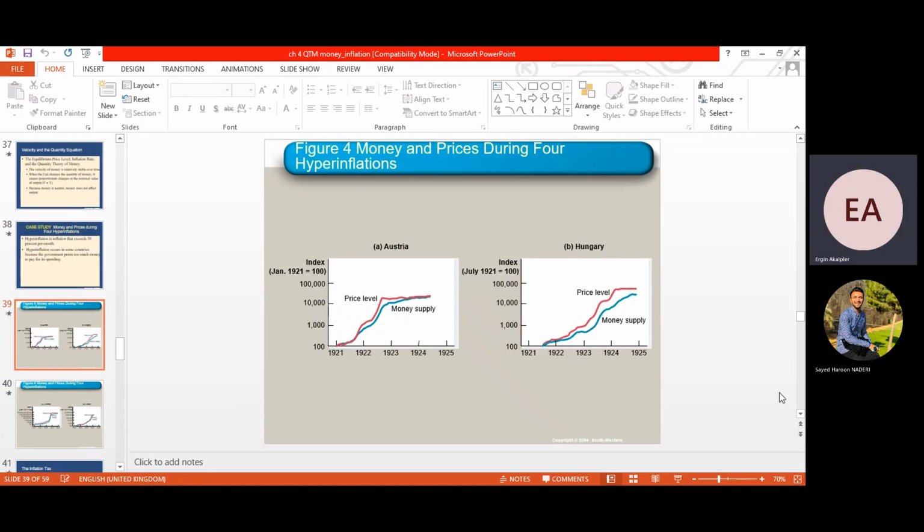The comparison between Austria and Hungary is given, the money and price during the hyperinflation periods. As you are observing, it is after the First World War. And you are observing the price level and the money supply are realized in parallel. As much as you print money or distribute money, the price is going up. Similarly in Hungary. And as you are observing, the money supply is at least below the price level, which means inflation is above the money supply. This is not good for the economies.